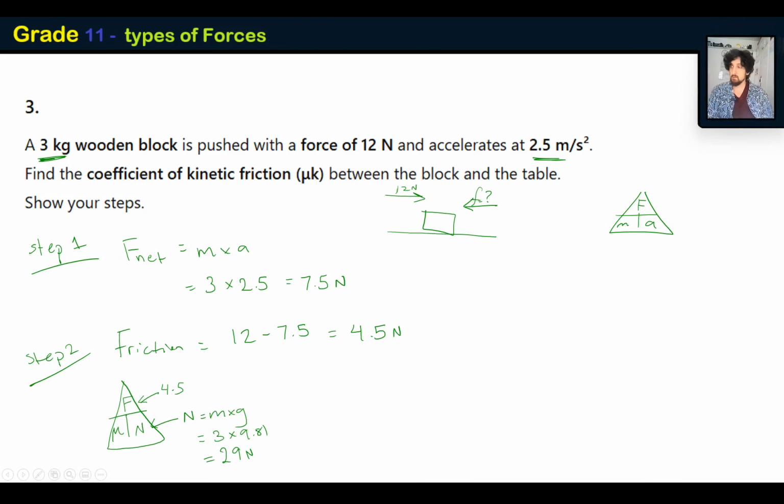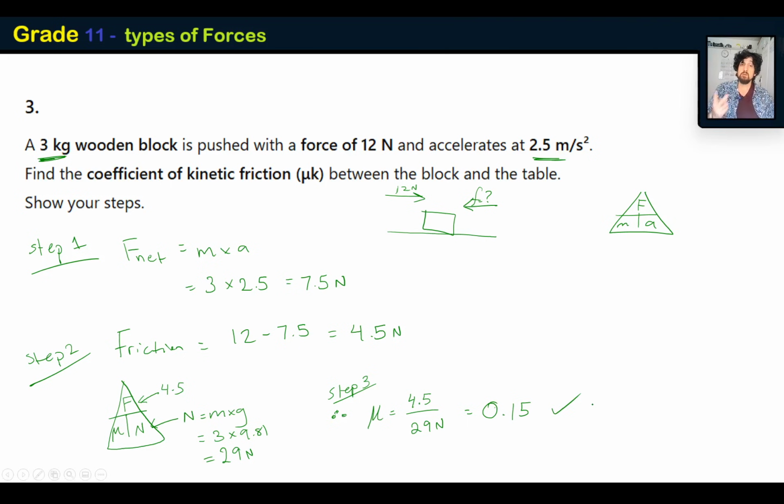Got projectiles falling on me. So therefore, step 3, mu is going to equal 4.5 divided by 29 newtons, which is 0.15. Okay, and of course no units.